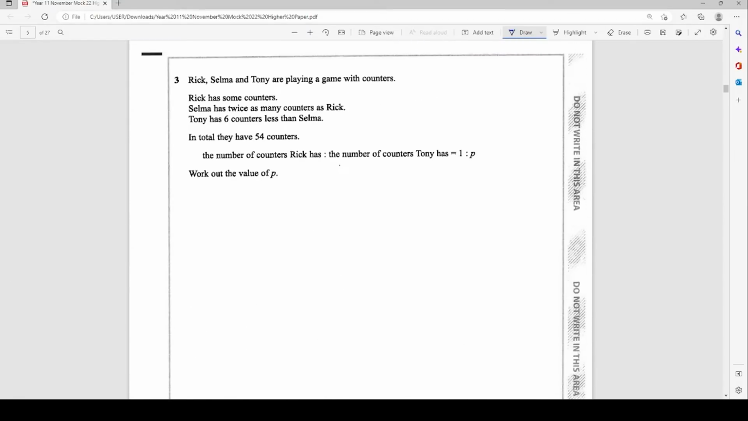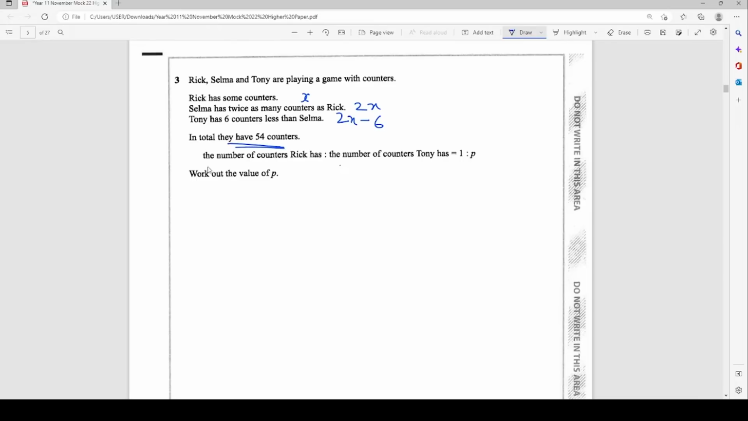Rick and Selma and Tony are playing a game with counters. Rick has some counters. Selma has twice as many counters as Rick. So I can assume that, let's say, Rick has x number of counters. Selma has twice as many as Rick, so Selma has 2x. Tony has 6 counters less than Selma, so this is 2x minus 6. Now, in total they have got 54 counters.